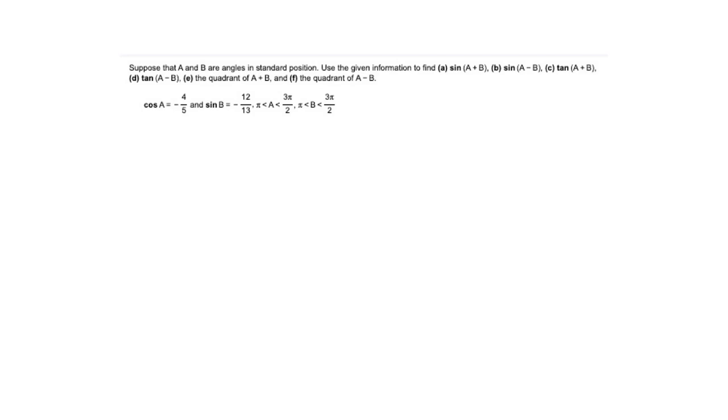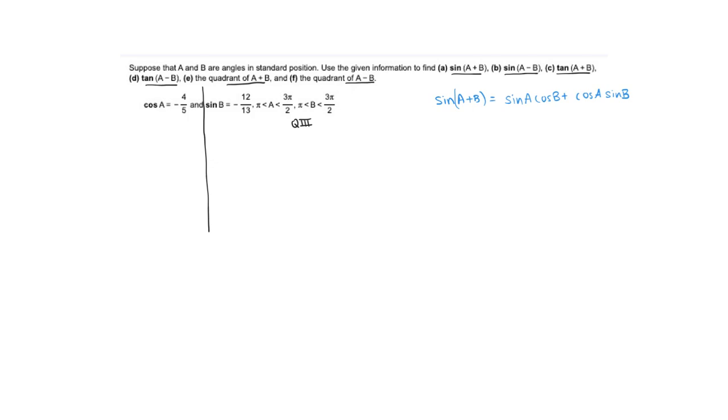Right, let's find the sine of a plus b, the sine of a minus b, the tangent of a plus b, and the tangent of a minus b. And then we also need to know the quadrant for the angles a plus b and a minus b. Okay, so we're dealing with two different angles here. We've got angle A and angle B that are between pi and 3 pi over 2. So both angles are in quadrant 3.